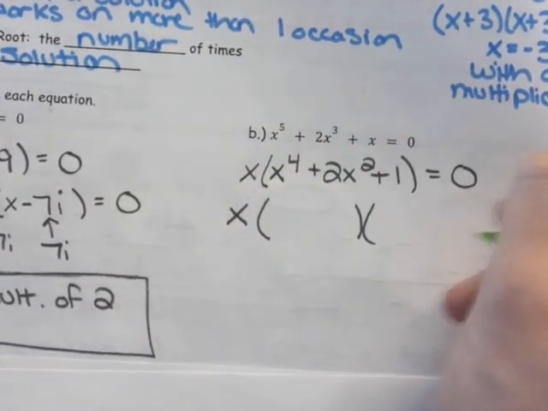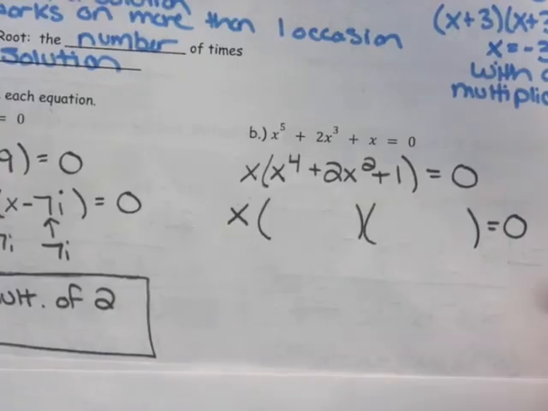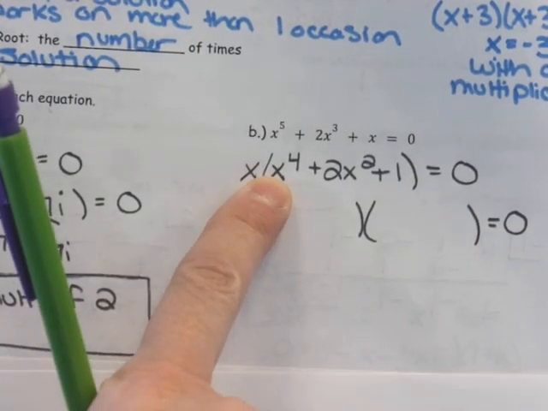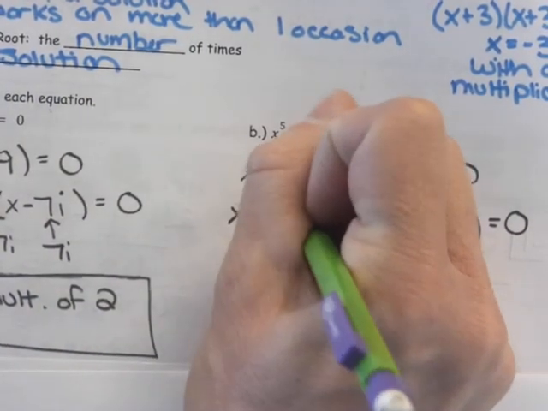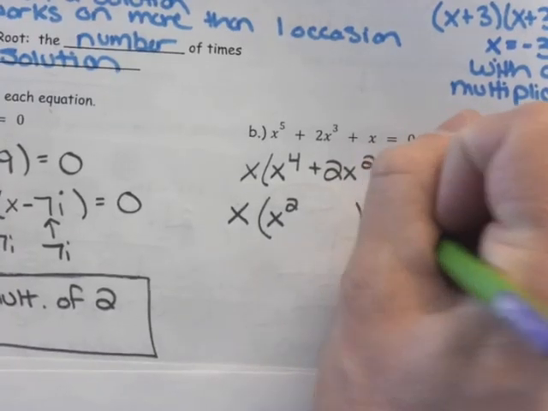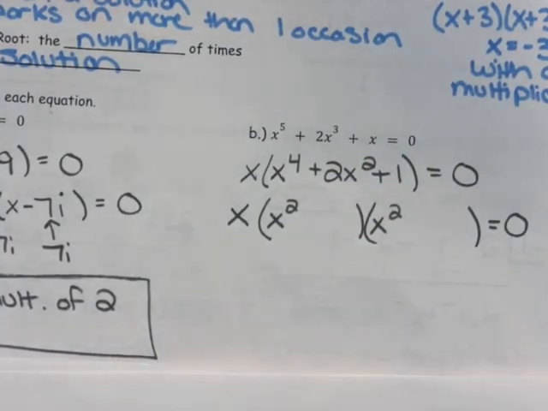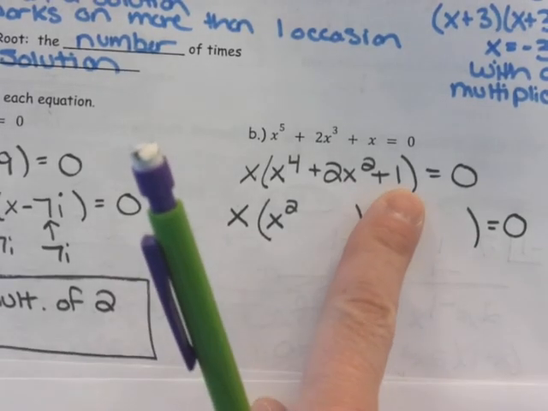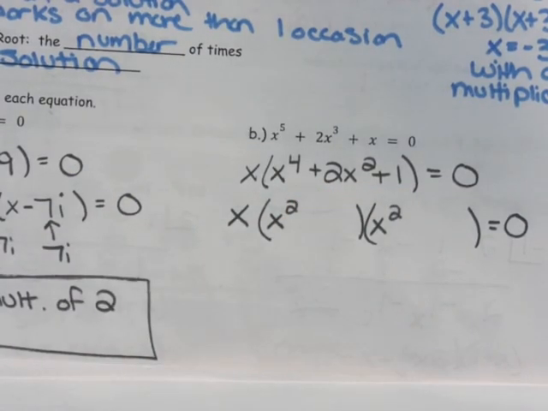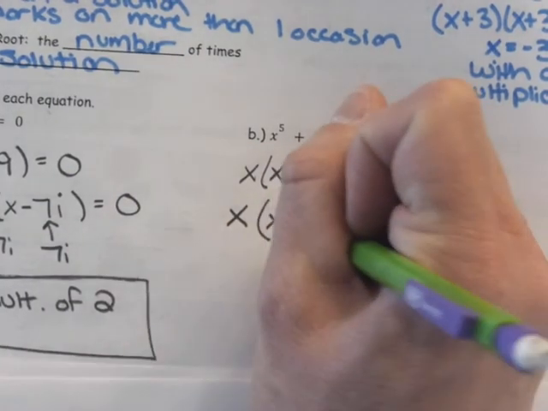It factors just like a trinomial, except to get back x to the 4th, I need x squared times x squared. So normally with a trinomial, we need x times x to get back to x squared. But here we've got a higher degree, we've got 4, so we need 2 of these. You play the same game that you do with normal trinomials. What two numbers multiply to 1 but add to 2? 1 and 1.